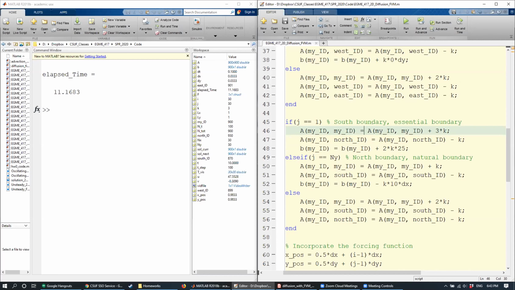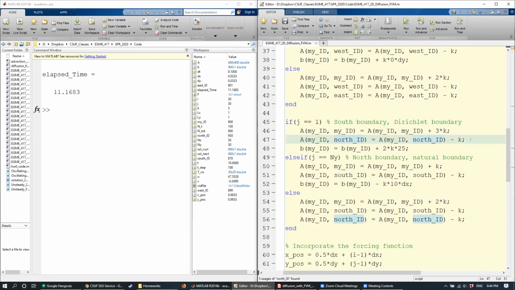So if j is equal to 1, this is our south boundary. You can see for the south boundary, we have a Dirichlet condition. So this looks the same as it did up there. For the Dirichlet, instead of a 2k, we're going to add a 3k right here, because we increase it by 1 for the Dirichlet boundary condition.